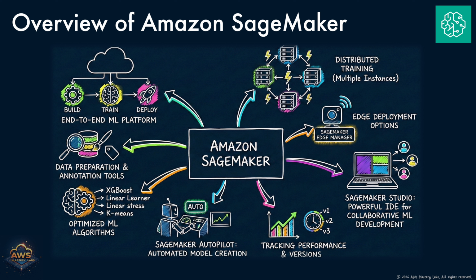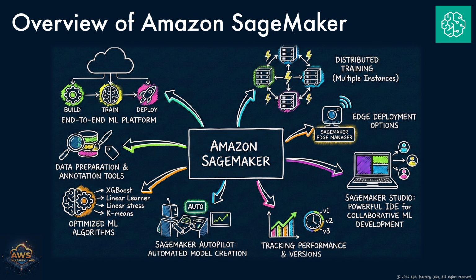Before any model can be trained, it needs data, and often that data needs to be labeled. SageMaker provides built-in tools for data labeling and preparation, helping you clean, transform, and annotate datasets for supervised learning tasks. These capabilities can even be automated to reduce manual effort. Once your data is ready, SageMaker offers a library of built-in algorithms optimized to run efficiently on AWS infrastructure. These include commonly used models for classification, regression, clustering, and more, saving you time and compute costs.